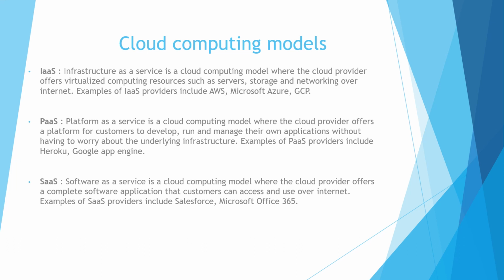Moving on to the next topic, we have cloud computing models. Typically we have three types of cloud computing models. First one is infrastructure as a service. As the name indicates, here the cloud provider offers virtualized computing resources such as servers, storage, and networking over the internet. The customers can access these resources and use them in their own applications and services. Examples of infrastructure as a service providers include AWS, Microsoft Azure, and Google Cloud Platform.